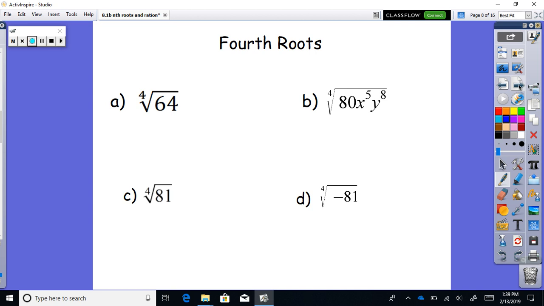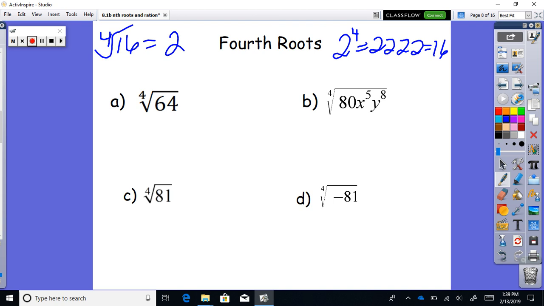So I'm just going to go down here to the fourth root. Fourth roots, like 2 to the 4th power, means 2 times 2 times 2 times 2. Well, 2 times 2 is 4, times 2 is 8, times 2 more is 16. So then the fourth root of 16, if we go backwards, that'd give you 4 2's. So the fourth root of 16 is 2. So in order to get out of a fourth root, you must have a group of 4.